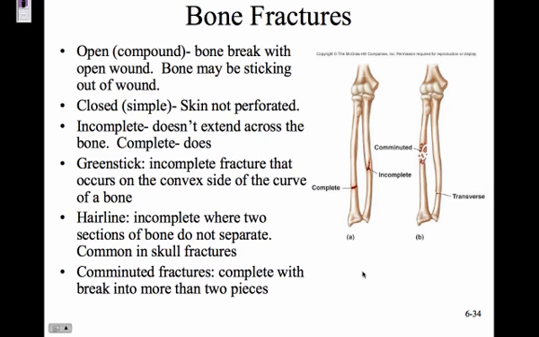A hairline is where you have two sections of bone that do not separate, but there's a fracture there. Stress fractures a lot of times are a type of hairline fracture. It says it's common in the skull bones because you might have a little fracture here, but it's not like there's a space in between the bone. And then comminuted fractures are where there's a complete break, but there are several pieces of bone that have broken off too. So there'd be some bone floating around that they would either pin together or remove.